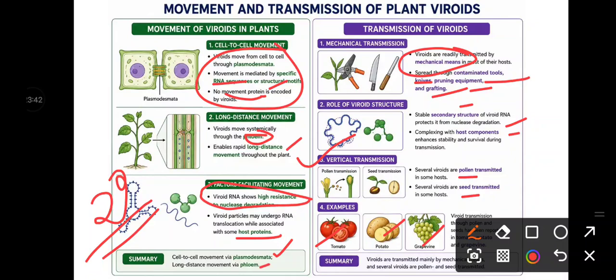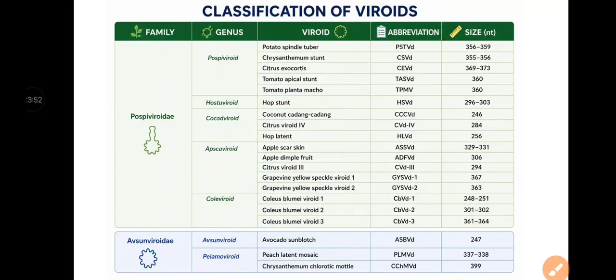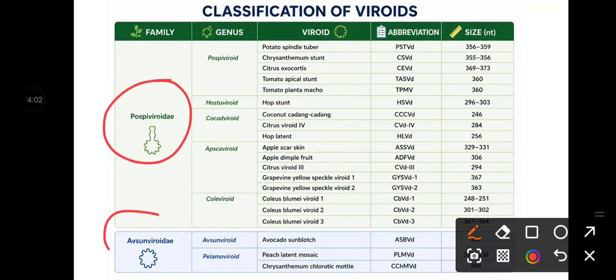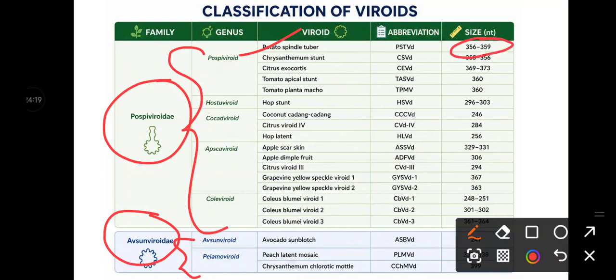Next, the viroid is mostly transmitted mechanically, and a few viroids are also transmitted through pollen and seed. Next, about the classification. This is very important actually. So viroids are classified into two major families, Pospiviroidae and Avsunviroidae. So this is the major family, and this family is very small, containing only a few viroids. So the most important one is potato spindle tuber. The size also you have to remember, 356 to 395.